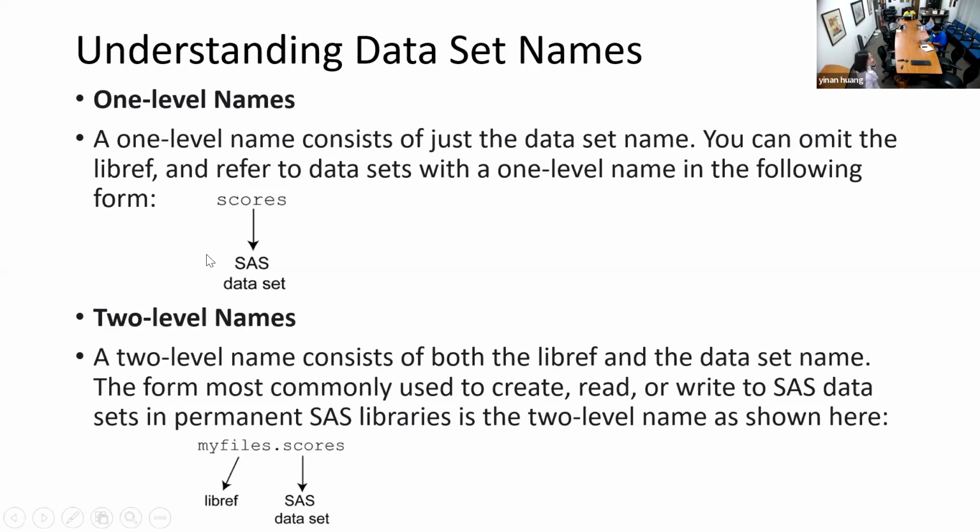So again, there are two examples that you can look at. Like we said, if it is a one level name, for example, the data set can be just called scores, a SAS data set. This just means that this is a one level name, and usually they have two levels. Like myfile.score, and this means that score is housed in the library called myfile. But if you just have a one level name, automatically we think the score data set is housed in the work library, which is temporary.